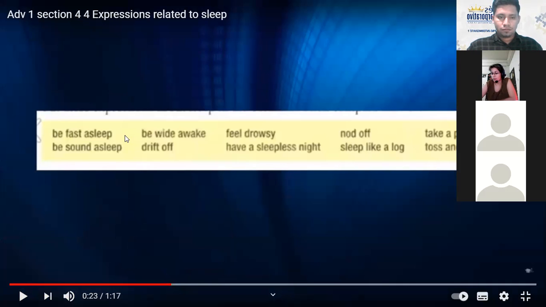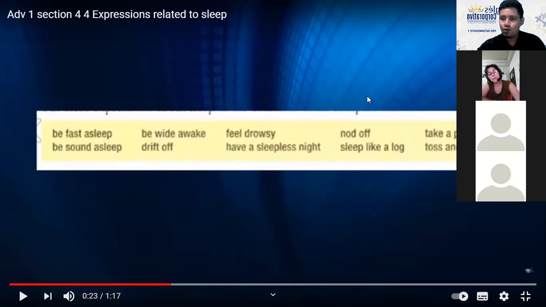Yes, for example, fell asleep. Which one? Fell asleep. Okay, be asleep. Someone else? Yeah, sleep like a log. Oh, very good. Sleep like a log. Very good. Any other one? Just take a nap. Okay, very good. Excellent. Any other expression?